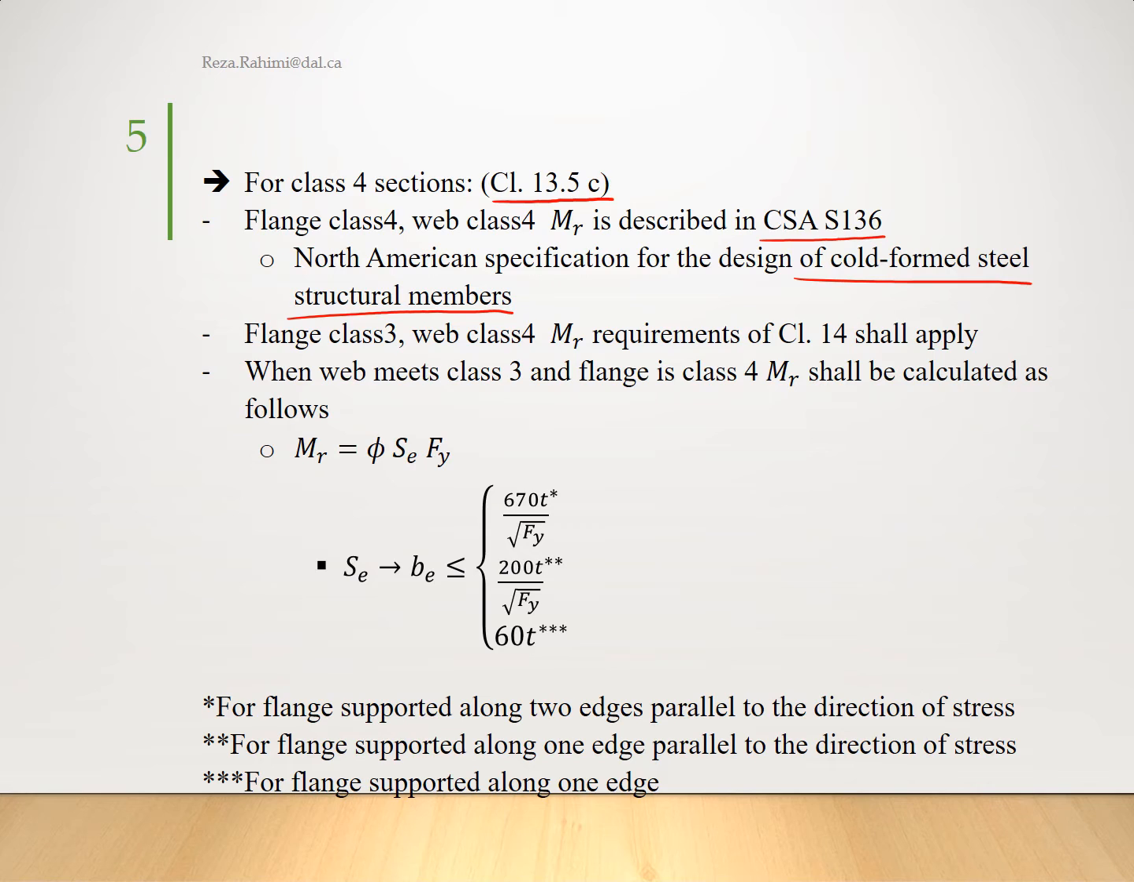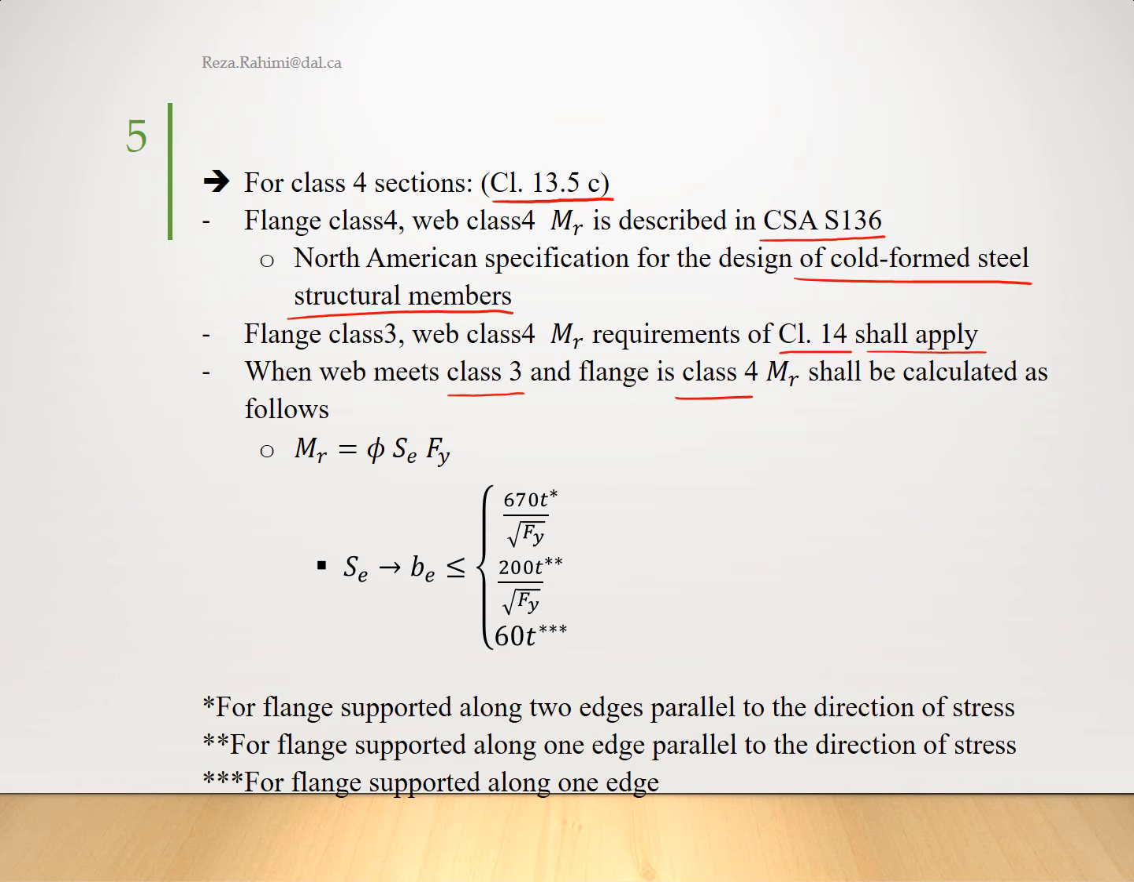If the flange is class 3 and the web is class 4, for calculating the resistance moment, the requirements of clause 14 shall be applied. And when the web meets the requirements of class 3 and the flange is class 4, so it's exactly the opposite of the previous one, the resistance moment shall be calculated as follows.